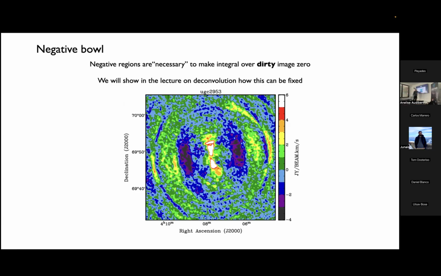Look, everything blue is negative. So here's the emission, and it's surrounded by large negative regions. It has to be because the sum of all pixels is 0. So the positive source has to be compensated by negative regions on the sky. Can be fixed, but be aware of this.